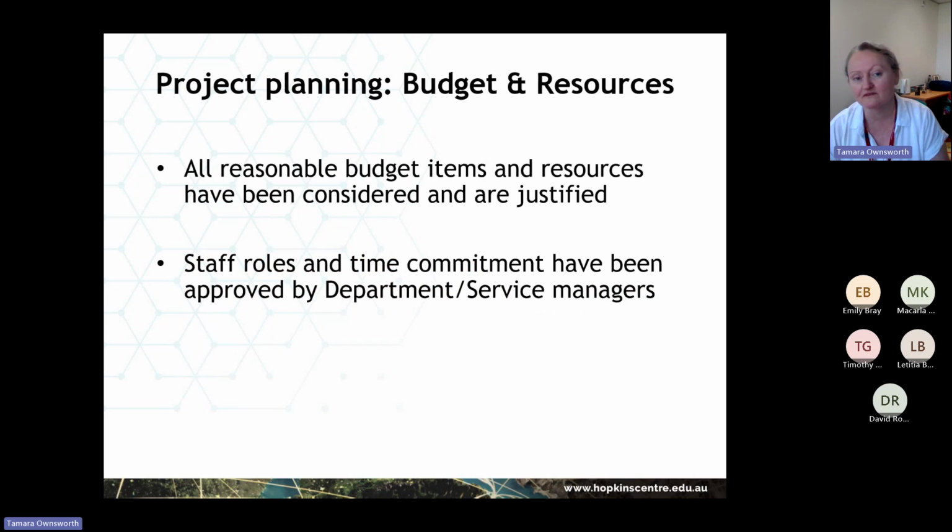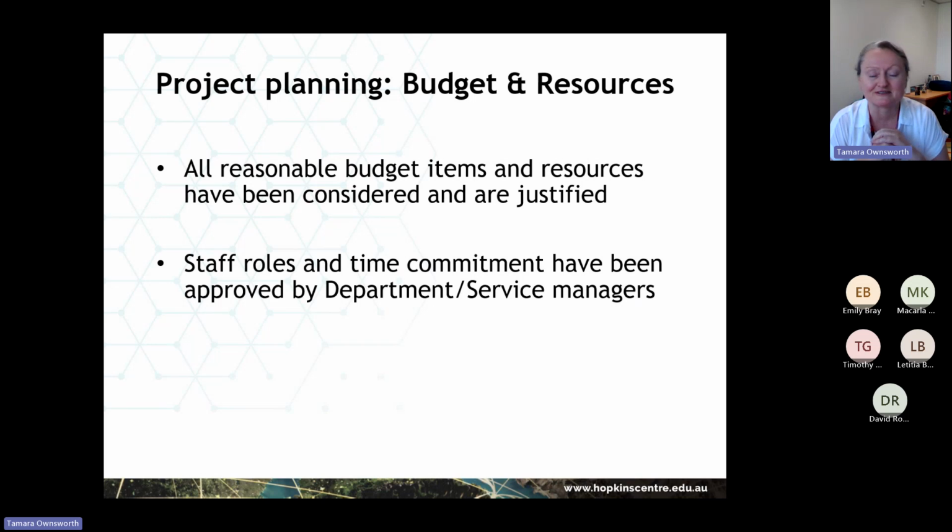Okay, so my final area of advice relates to the budget and resources. We do look at the budget carefully, and it's part of the selection criteria. So all items need to be reasonable and justified as part of your explanation for requesting those funds.